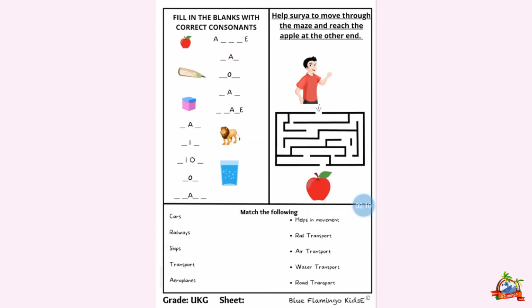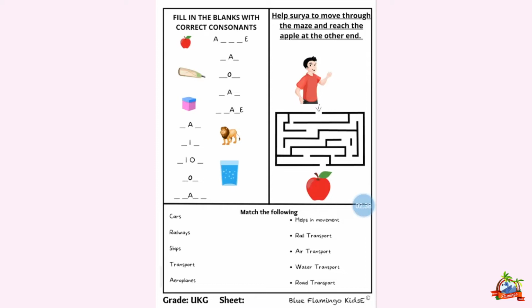तो BAT, बैट में A ऑलरेडी रिटन है, B और T क्या है? कॉन्सोनेंट है. CAT, कैट में C और T कॉन्सोनेंट है. RAT, रैट, R और T कॉन्सोनेंट है. FAT, फैट, इसमें भी F और T क्या है? कॉन्सोनेंट है. FAN, फैन, इसमें F और N कॉन्सोनेंट है. So in this way you have to fill up these blanks with the help of correct consonants.